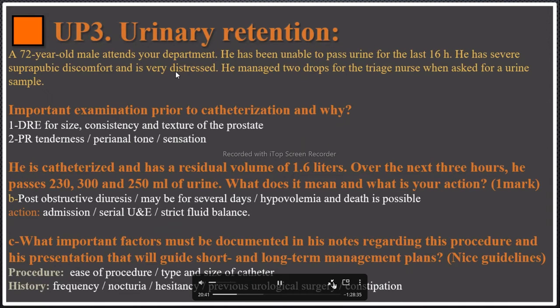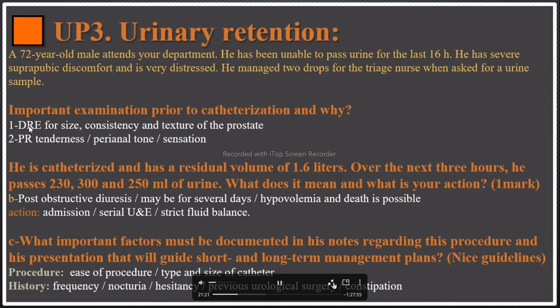Do you think if he has anuria because of kidney injury, he will get suprapubic discomfort? No. He will be very distressed? No. He managed 2 drops for the triage nurse when asked for a urine sample. So they can ask you about important examination, prior catheterization, and why. So this patient, you have to do digital rectal examination. Why, guys? To rule out BPH, benign prostatic hypertrophy. Excellent. What else?